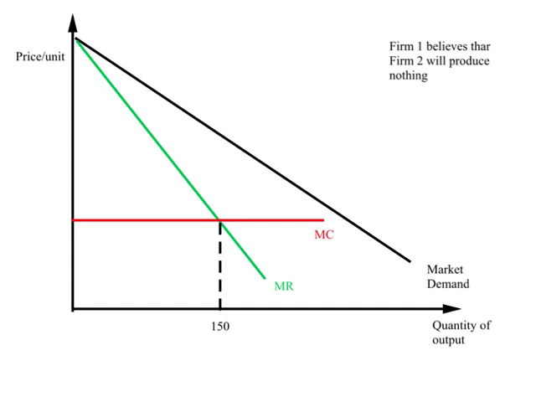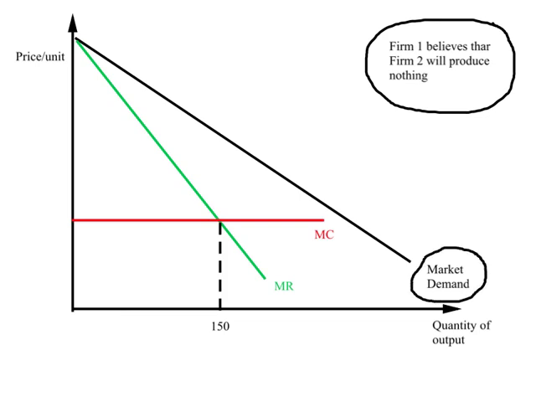In other words, it makes a conjecture, or different conjectures, about the behavior of its rival. For example, firm 1 believes that firm 2 will produce absolutely nothing. One conjecture by firm 1. In such a case, the entire market demand for this product belongs to firm 1. Why? Because firm 2 will produce nothing.